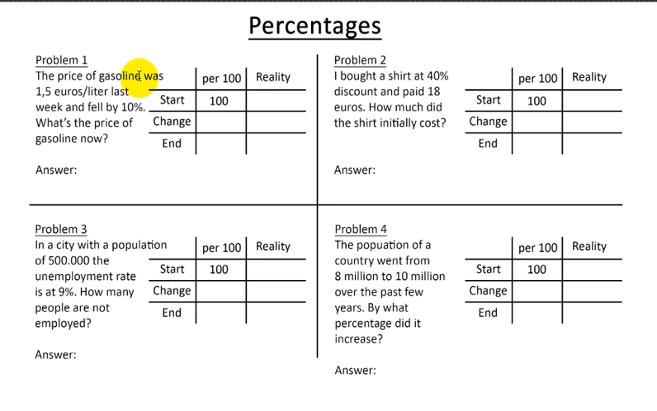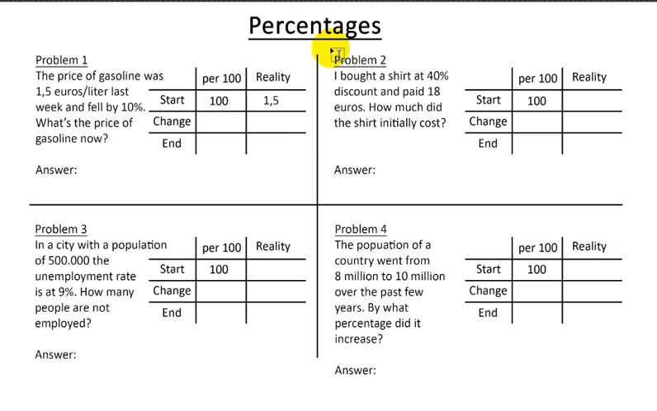Okay, so if you're back, that means you solved them. Let's see if you solved them correctly. Problem 1 says the price of gasoline was 1.5 euros per liter last week and fell by 10%. What's the price of gasoline now? So, what we know is that last week, which is obviously the beginning, the start, the price of gasoline was 1.5 euros. So in reality, it was 1.5.